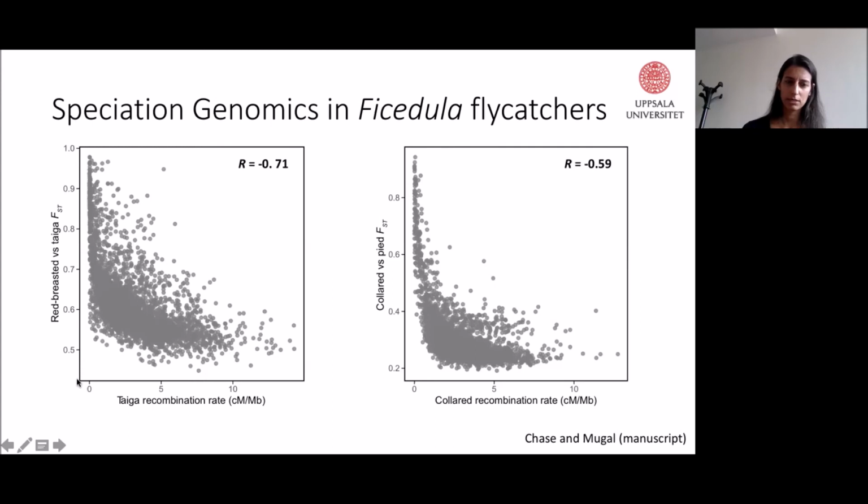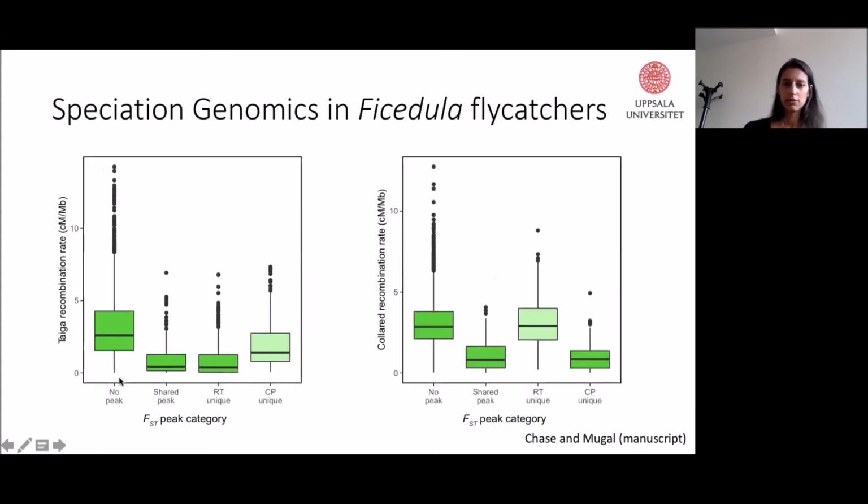We have a recombination rate for the taiga flycatcher available, and then we see a clear relationship to FST red-breasted versus taiga, and the same for collared versus pied FST. We see a clear relationship with collared recombination rate. So we said maybe the reason why we see lineage-specific peaks is because we have lineage-specific changes in recombination rate. To investigate this, we then plotted the estimate of recombination rate for the different peaks. So we have a background level, no peak, and then we have shared peaks, and peaks unique in the red-breasted taiga, RT, or collared pied, CP.